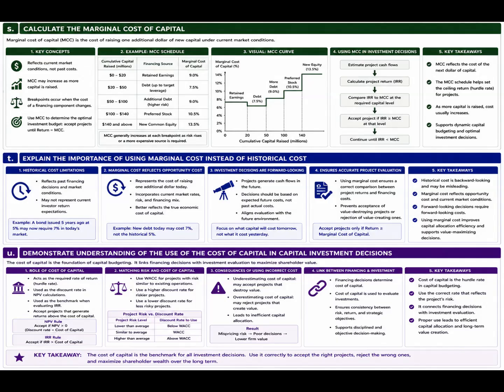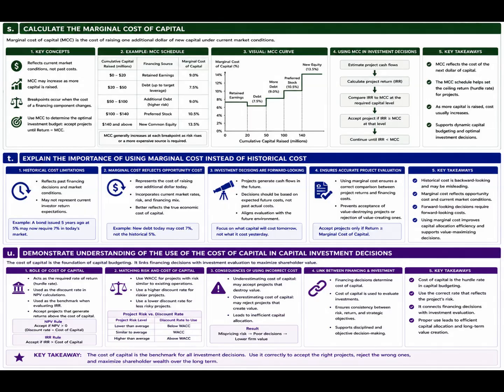Breakpoints occur when the cost of a financing component changes. For example, retained earnings may be exhausted, requiring issuance of new equity at higher cost. The MCC schedule helps determine the optimal investment budget. Projects are accepted until their return equals the marginal cost of capital. Understanding MCC supports dynamic capital budgeting decisions.